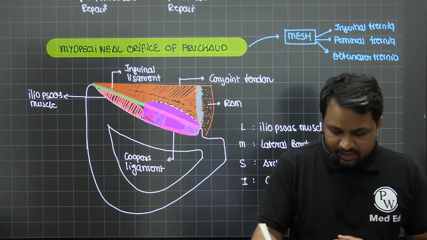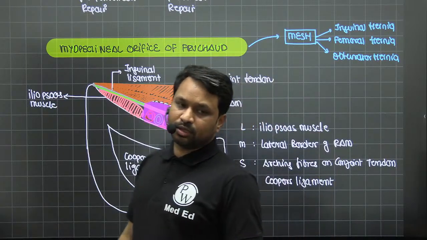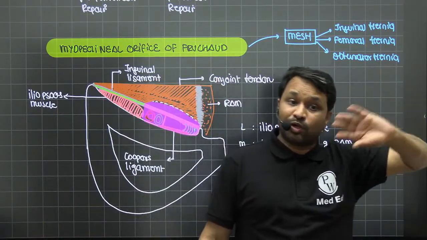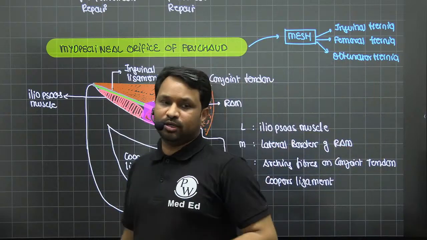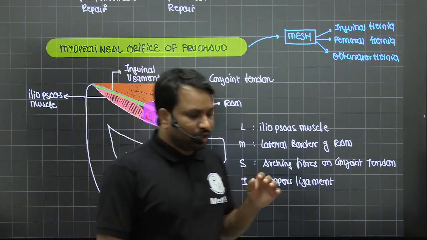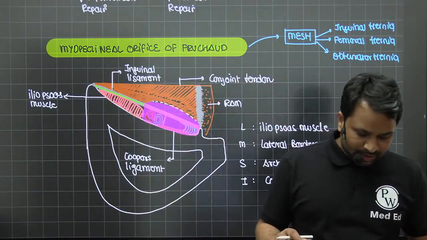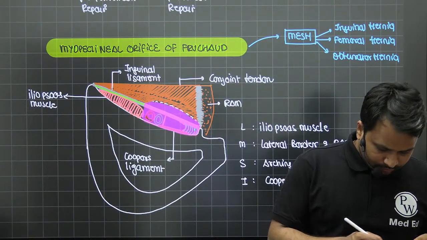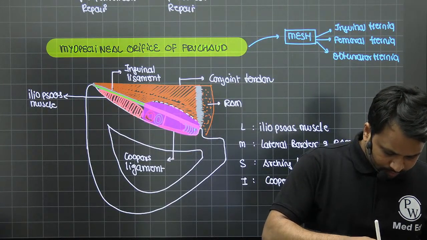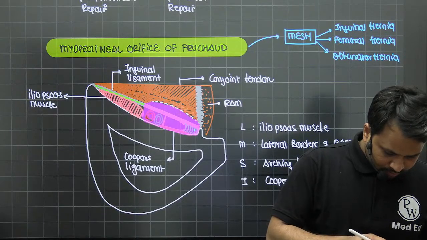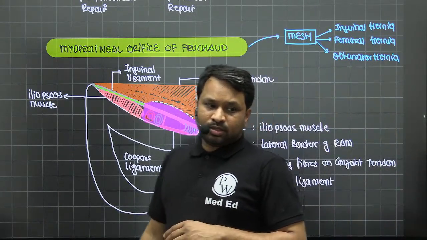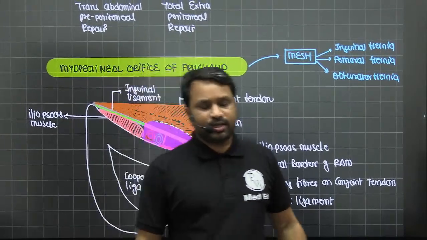Now the advantage of this is, when you put a mesh across here, let's say you're repairing an inguinal hernia, for the future on that side you also prevent your femoral and obturator hernia. So that is a great advantage of putting the mesh in the myopectineal orifice of Fruchaud, right? Clear? So this is all that you should know in the context of obturator hernia.